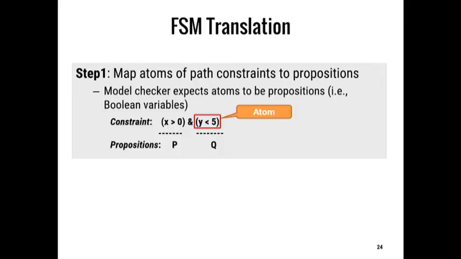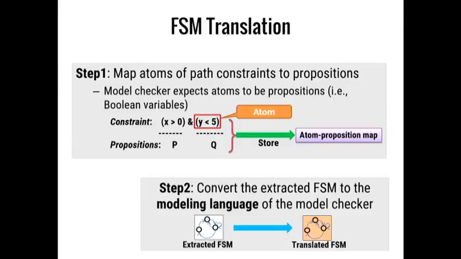So now we need to translate the extracted FSM so that the model checker can understand. We do that in two steps. First, we map the atoms of each path constraint to a unique propositional variable, because the model checker doesn't understand what x greater than 0 means. The model checker expects everything to be Boolean variables. So we map each constraint, each atom, to a Boolean variable, and store this information for later use. In the second step, we convert the extracted FSM to the modeling language that the model checker understands. And thus we get our translated FSM.